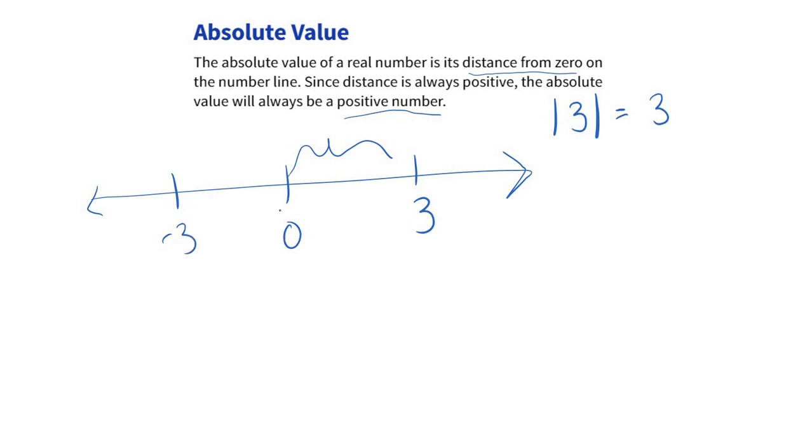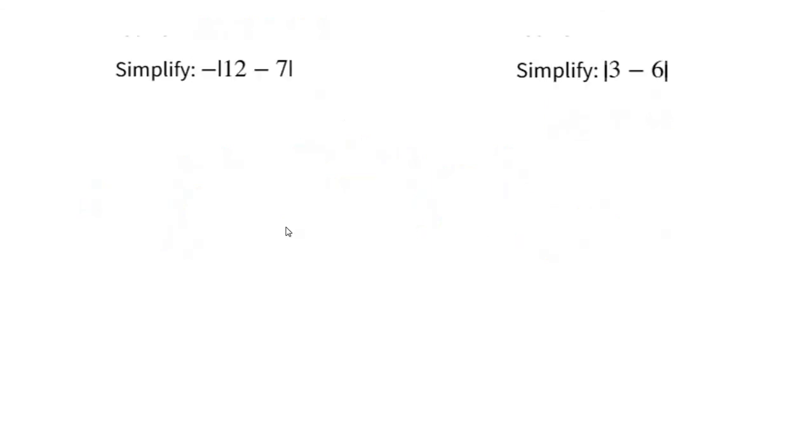Negative 3. How far is negative 3 from 0? Or in other words, what is the absolute value of negative 3? Well, what's this distance out here? Of course, it's 3 units as well, isn't it? Whether you're standing here or here, it's just a different direction from 0, but they're both 3 units. That's all absolute value means. Let's look at a couple quick examples.